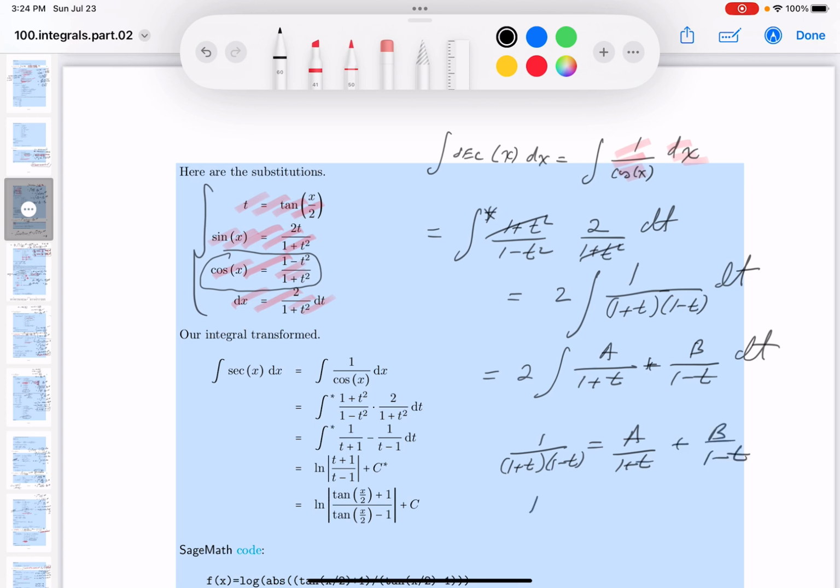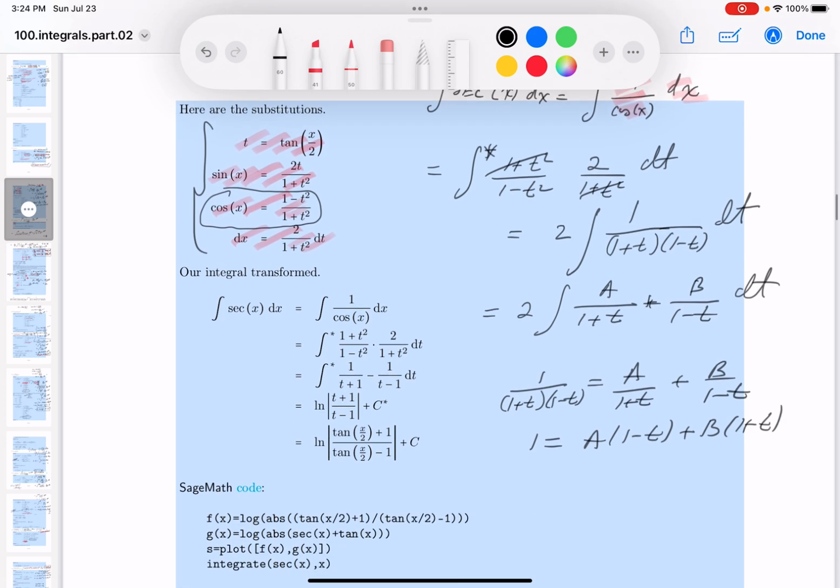Clear the fraction, you get 1 equals a(1 minus t) plus b(1 plus t). Pick some easy values for t. I'd say t equals 1 is an easy value. What do you get here? 1 equals 2b, which means b is 1/2.